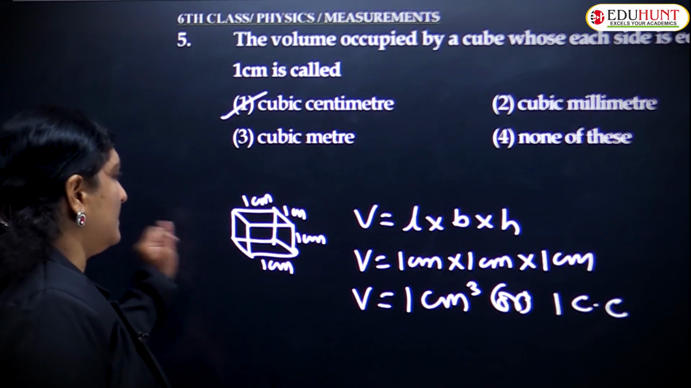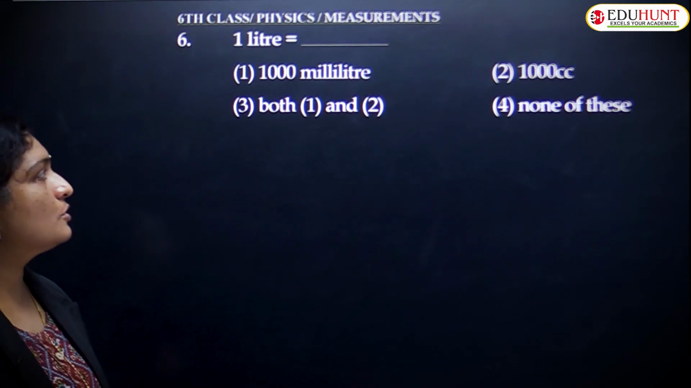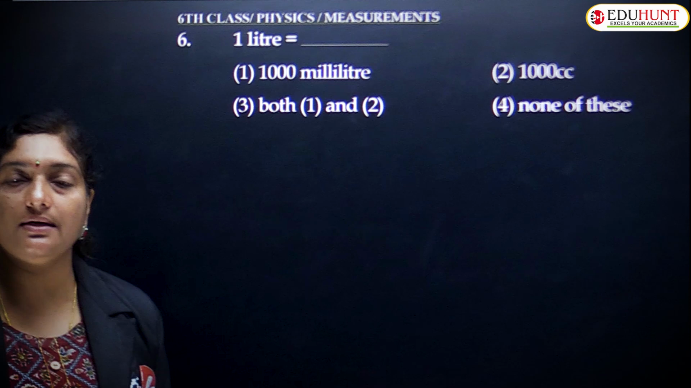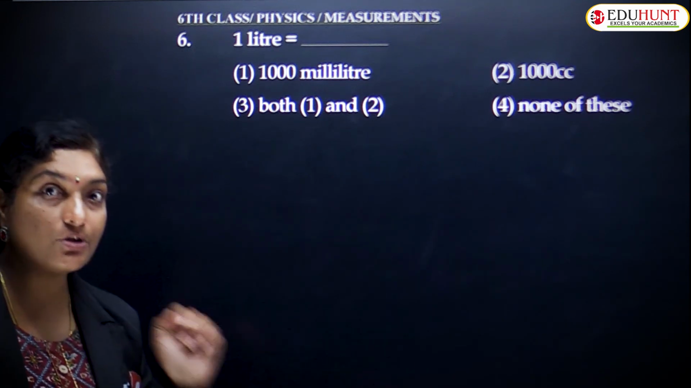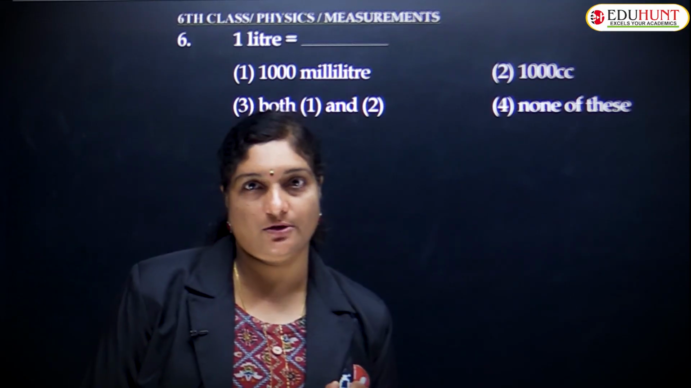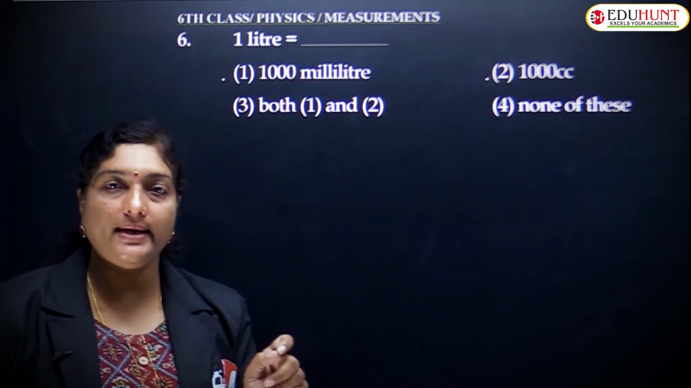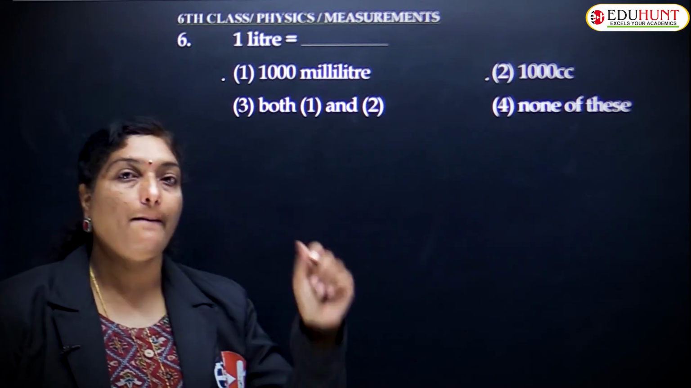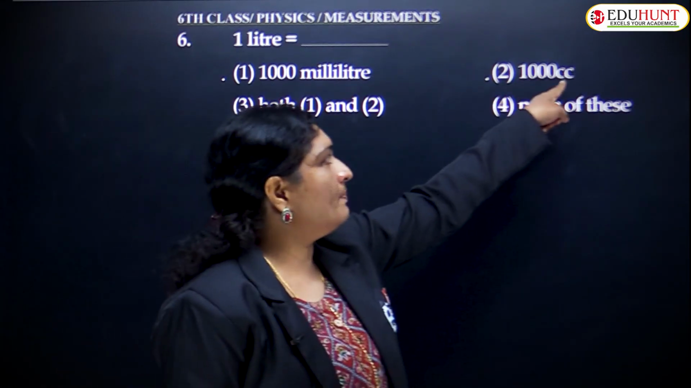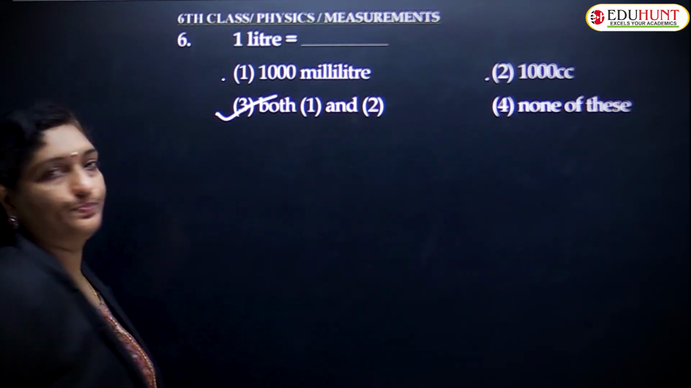Okay? Moving ahead. 1 liter you need to convert in 2 cases. I told you that 1 liter is how many milliliters? 1000 milliliters. I also told you that 1 liter is how many centimeter cube? 1000 centimeter cube. So both 1 and 2 are true. So 1 liter is equal to 1000 milliliters as well as 1000 centimeter cube. Centimeter cube can also be written as cubic centimeter. So both 1 and 2 are true.